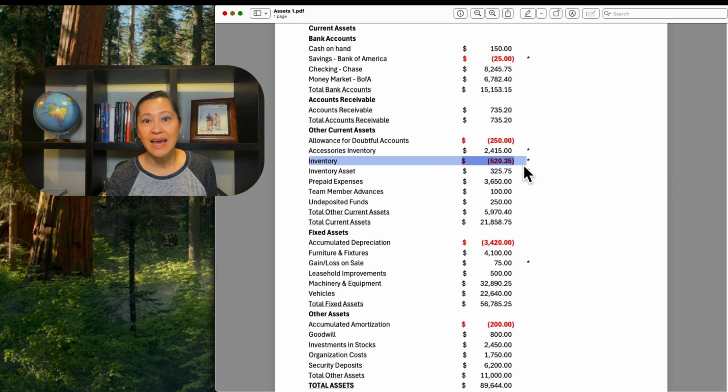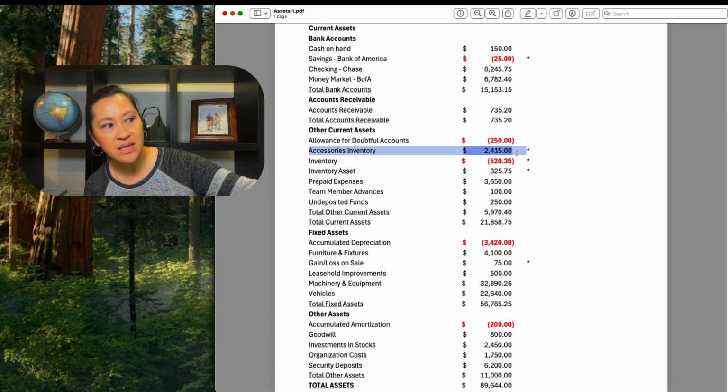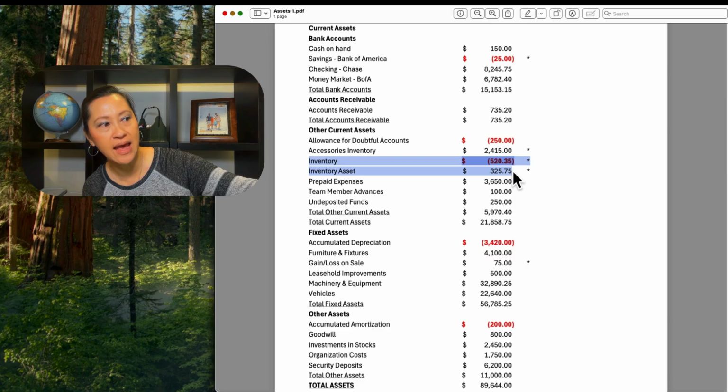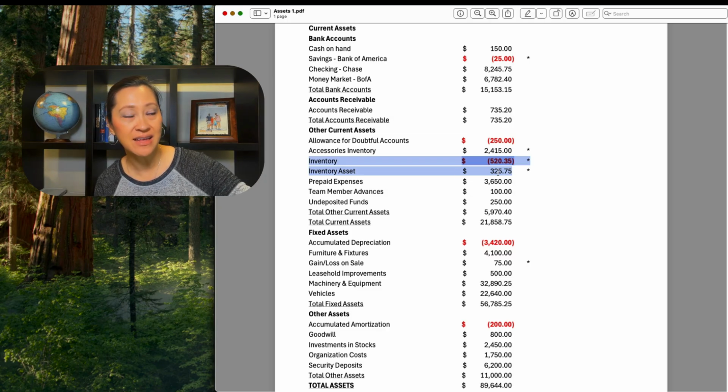It's an asset. A negative balance could indicate that we've sold more than we purchased, which shouldn't happen, or that there have been incorrect entries with debits and credits. Looking further, I see accessories inventory at $2,415. Look at these two. Inventory negative $520.35, inventory asset $325.75. Even when we combine these two, the overall inventory balance is still negative. So this raises a red flag. At this point, I would investigate.